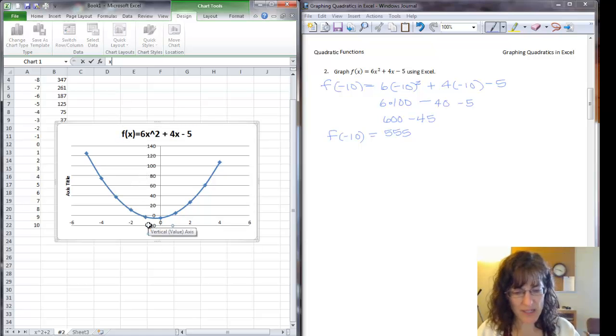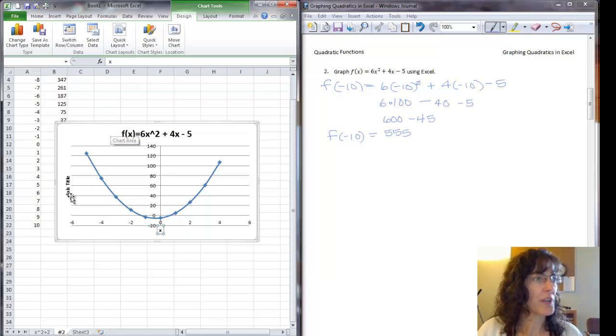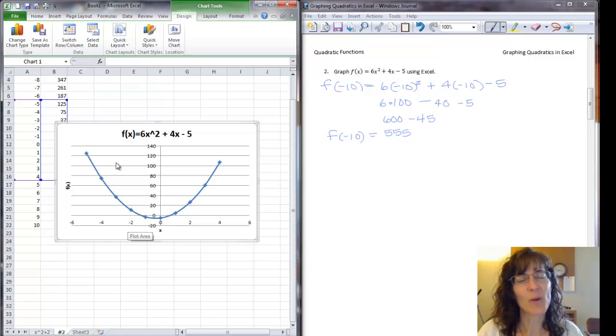Now my axis title, that one's x. So I pushed X and then enter, and then the vertical axis, that is my f of x, and push enter. And boy, doesn't that look nice. Now the only thing missing, of course, is arrows. I really should have arrows on the ends.